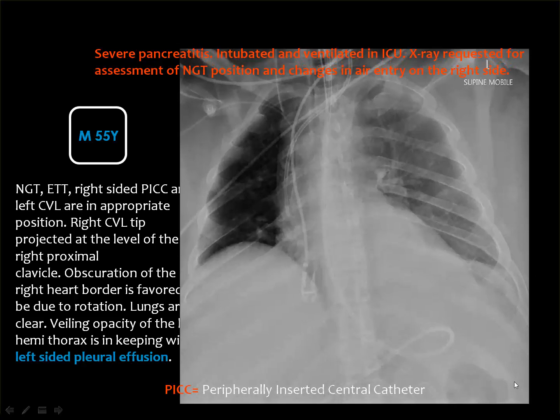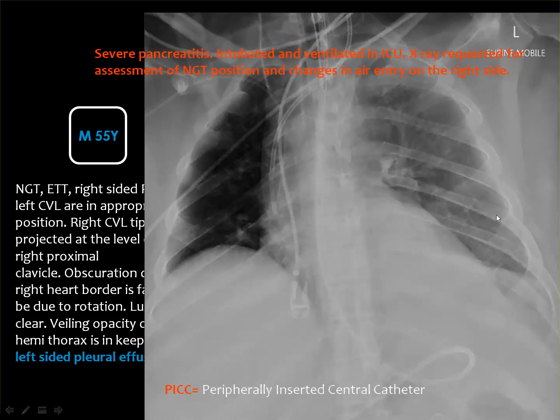Then if you look at this chest X-ray, which is actually markedly rotated, you can see that there are two central venous lines. One is inserted in a good position in the distal part of the superior vena cava, approaching the right atrium, and the second one is present with its tip near the clavicular level.